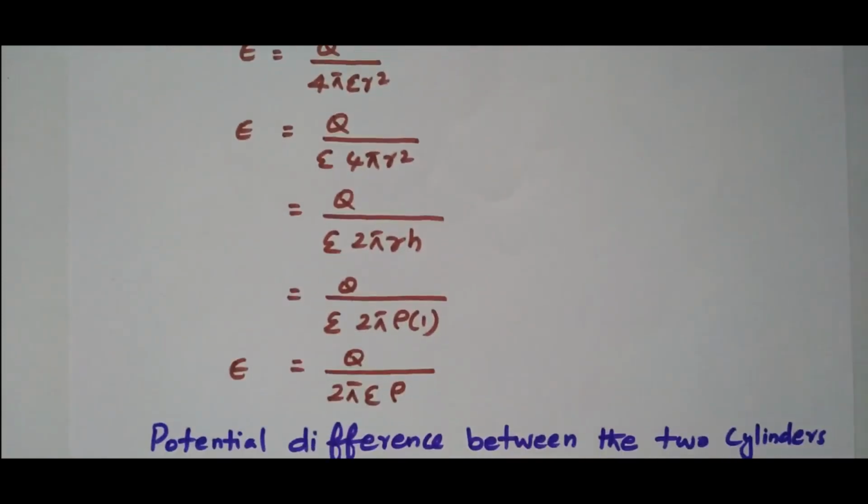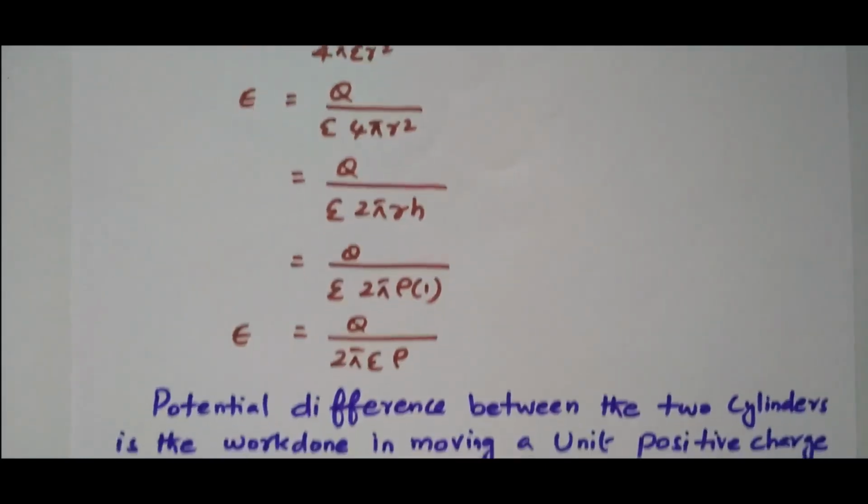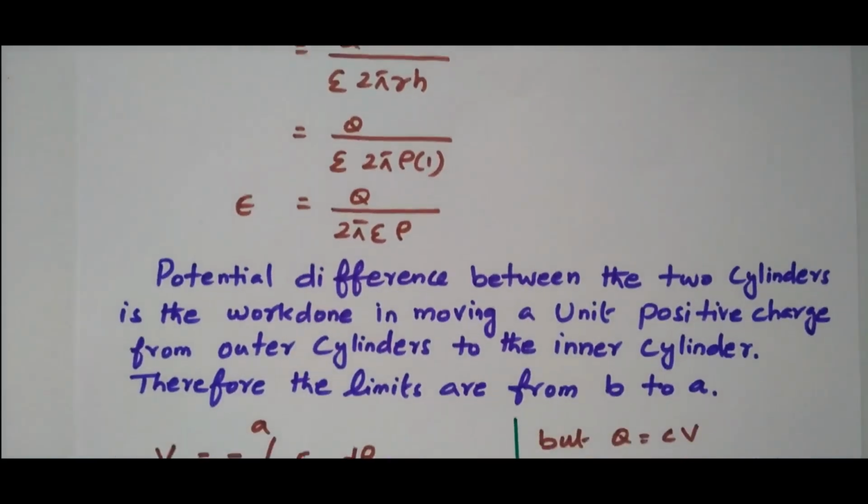In this, r is nothing but rho. We assumed a cylindrical capacitor with radius rho and the height will be 1 meter. So h is replaced as 1. So it is nothing but Q divided by 2 pi epsilon into rho. The electric field intensity specially for a cylindrical capacitor will be Q divided by 2 pi epsilon into rho, right? From this we can find the potential difference.